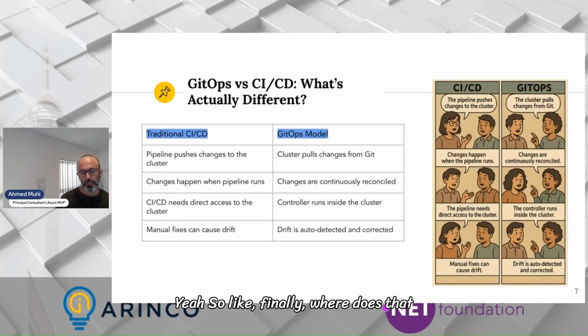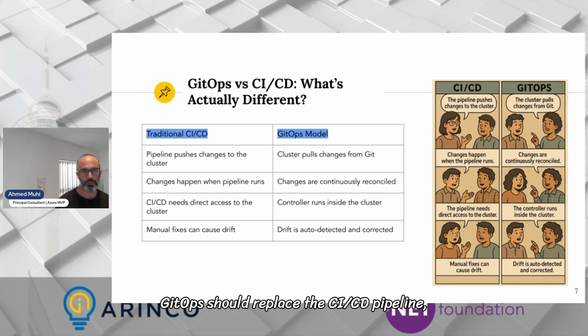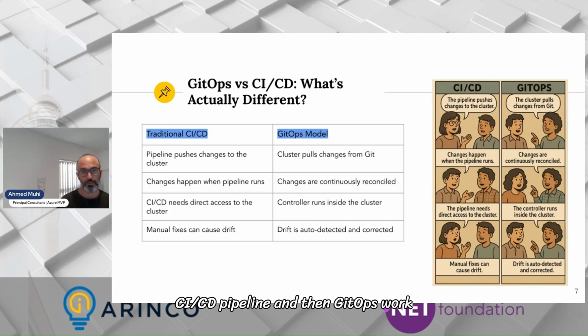Yeah. So, finally, where does that leave us? Does that mean that GitOps should replace the CI/CD pipeline? That the CI/CD pipeline is bad and GitOps is good? No, not really, because both CI/CD pipeline and GitOps work together. So nothing's stopping you from using the CI/CD pipeline like normal. You write your code, you push your code to a Git repository that will trigger a CI build. Your container is stored in a container registry.